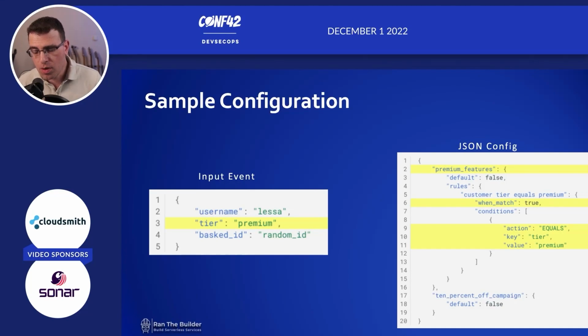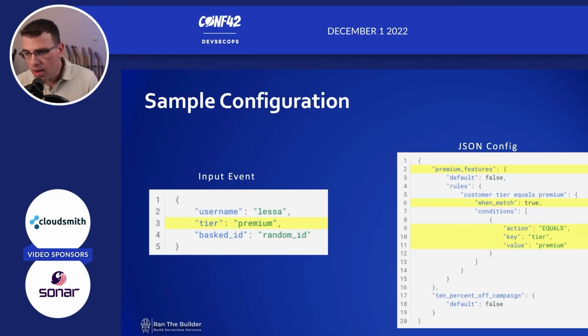In line 17, we have the regular feature flag, and in line 2, we have the smart feature flag. So again, it has a default value of false in line 3, but then it has the smart rule engine. It has the rules in line 4 defined. It has one rule. It says customer tier equals premium. And if the customer tier is premium, then line 6 says the feature flag is going to be true, right?